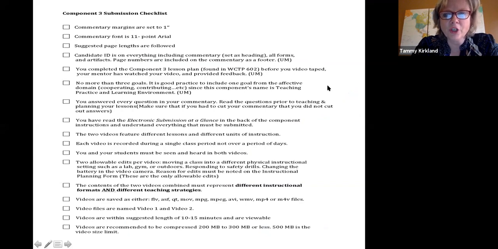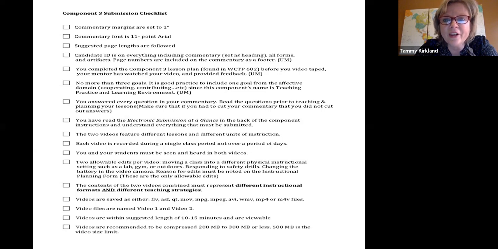Here, yay, here's the checklist. You guys got the checklist? Did everyone see the checklist in the group chat? I'm just going to read over this. Some of this is basic. Your margins are set to 1 inch. Your commentary font is 11-point Arial. Suggested page lengths are followed. Your candidate ID should be on every page that you submit.